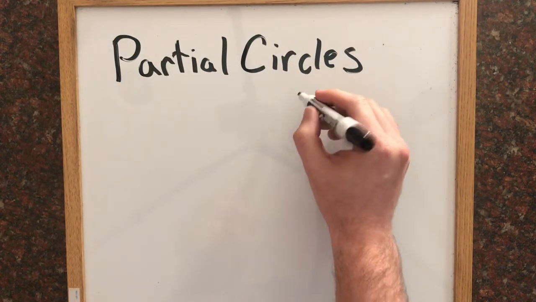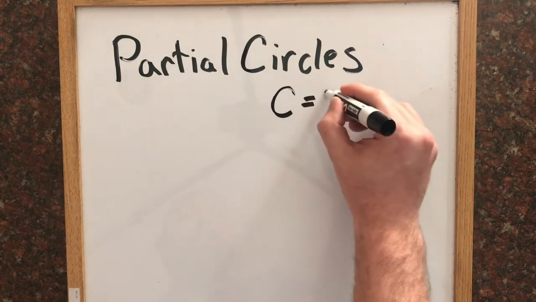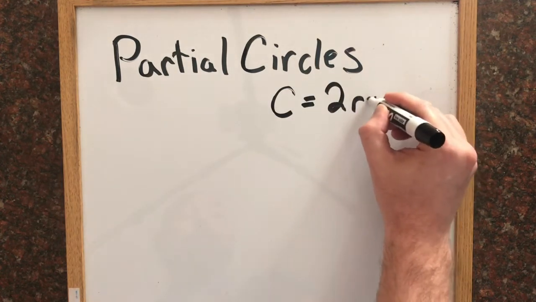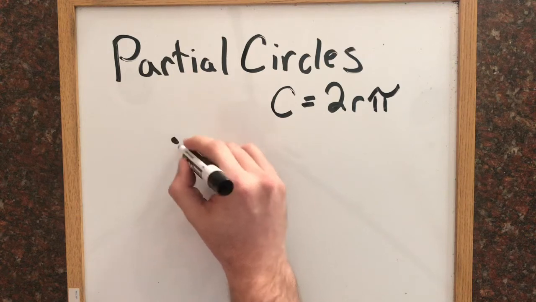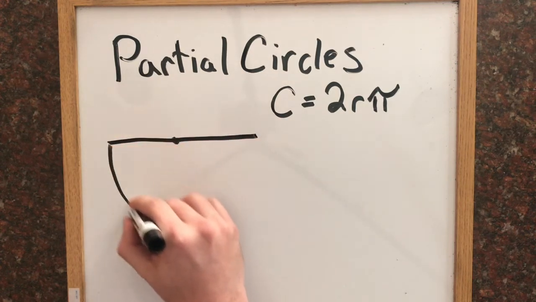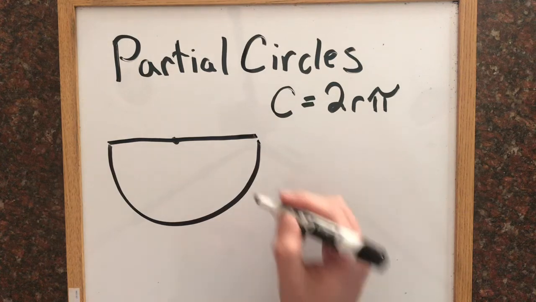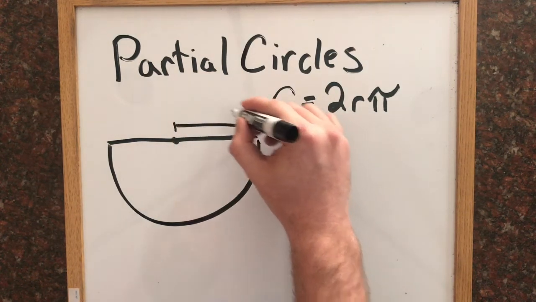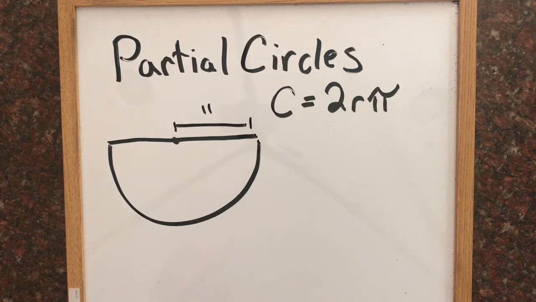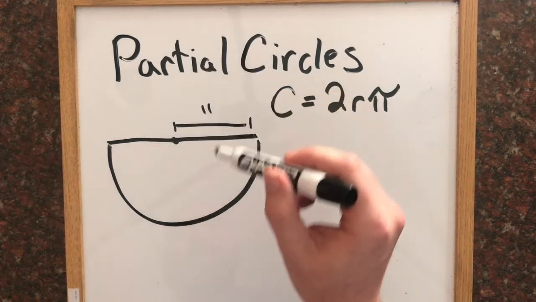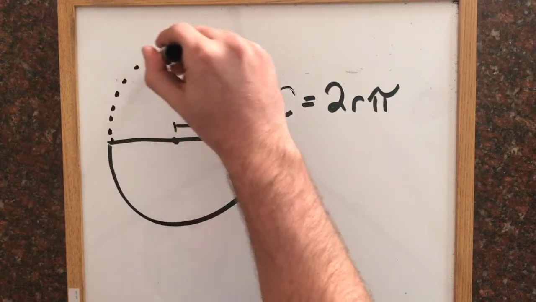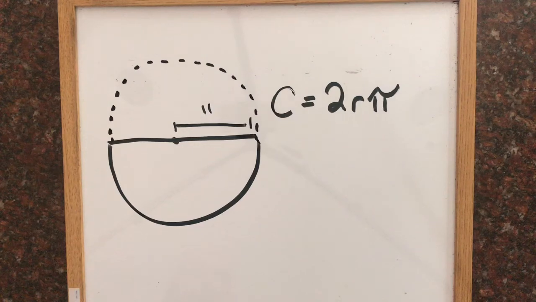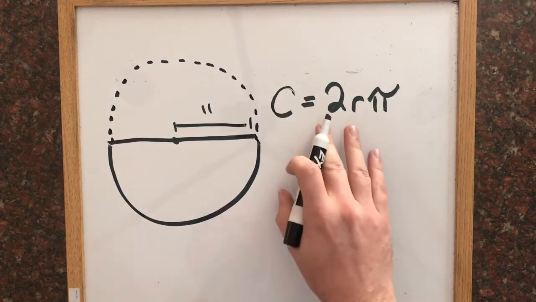And remember, the circumference formula is 2 times the radius times pi. Okay, so that's what we're going to start with. So we have the example. We have a semicircle which has a radius of 11. Okay, we're not going to necessarily worry about the fact that it's a semicircle right now. What we're going to do is we're actually going to calculate the entire circle, so as if this was a full circle.